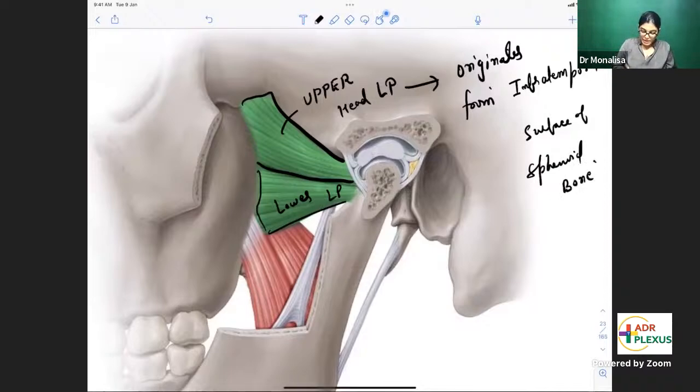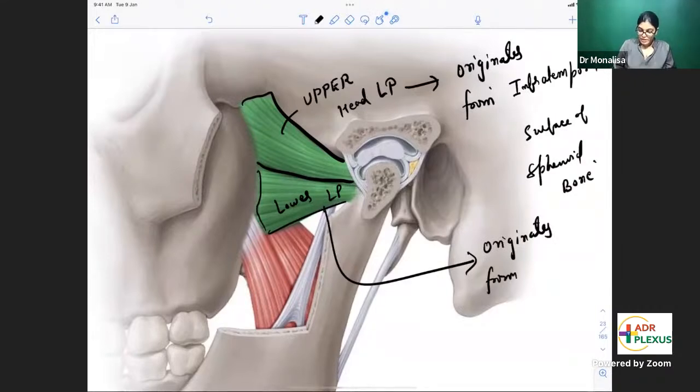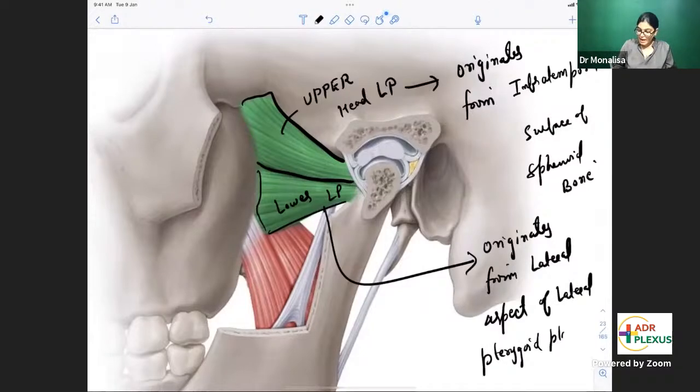Okay. And when I talk about the lower head, it originates from the lateral aspect of the lateral pterygoid plate. So please note it down: it is the lateral aspect of the lateral pterygoid plate, not the medial aspect, which has been mentioned in the MCQ.